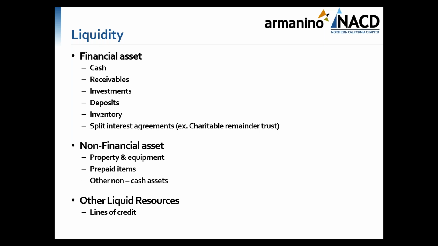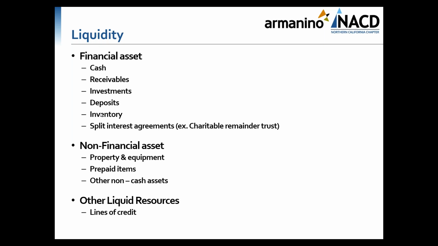Inventory, and then other instruments like, for example, certain types of split interest agreements that a lot of you probably have on your financials. So things like charitable remainder trusts, where you have some sort of interest in the remainder part of the trust on the date of the donor's demise. Split interest agreements can take several forms. That's just one example, but that is something that can be considered a financial asset.